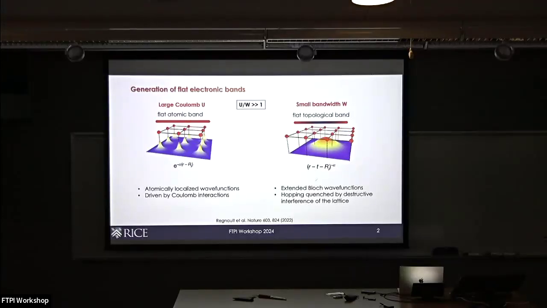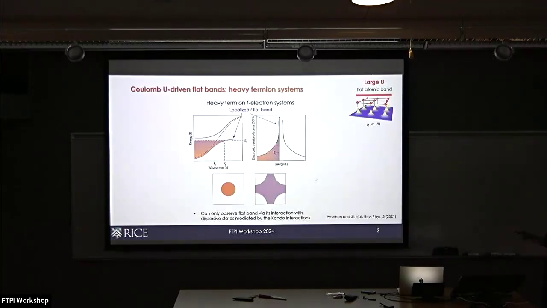Before I get there, I just want to first show you some well-known examples on this side and also that side, so that we get a sense of what to expect. So first, let's look at the case of large U, which can be very well represented by heavy fermion systems. Here we know that we have these heavy f-electron states which are atomically localized, and they can also interact with conduction electrons or spd electrons.